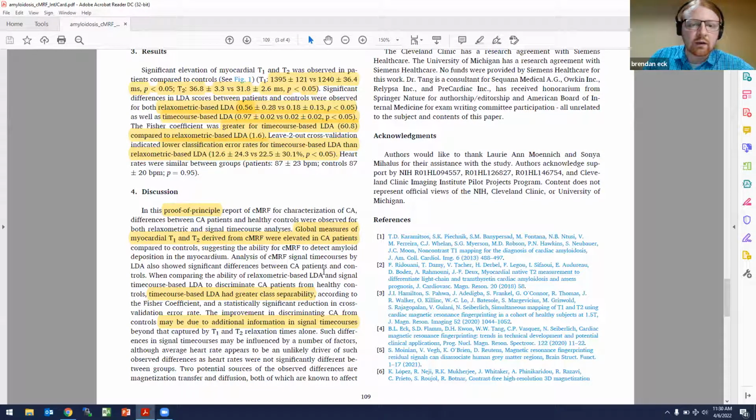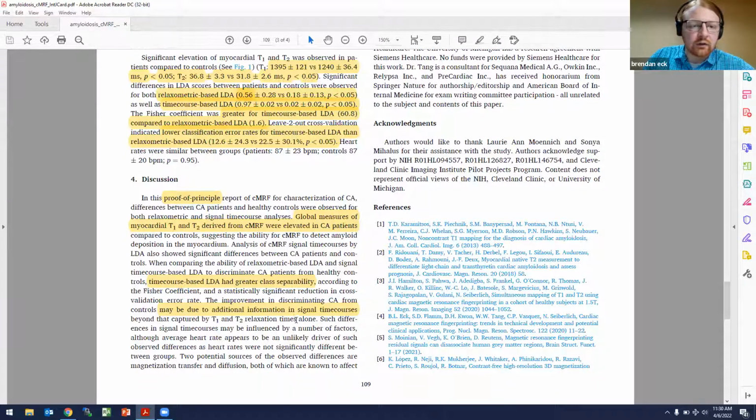Analysis of the cardiac MRF signal time courses by LDA did show significant differences between the cardiac amyloid patients and controls. And so we did observe greater class separability from that time course data. We hypothesize that this improvement in discriminating cardiac amyloid from controls may be due to additional information in those signal time courses beyond that captured by T1 and T2 relaxation times alone.